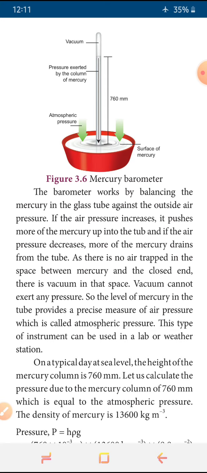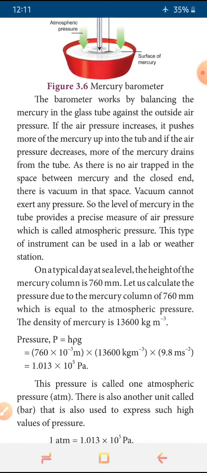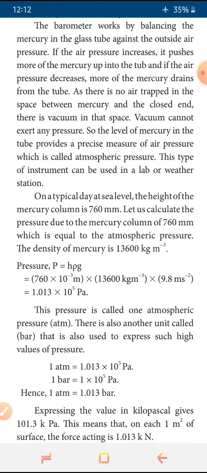Inside this tube, which was completely filled, the mercury level decreases, and it constantly stays at 76 centimeter from the top surface of the mercury in the vessel. How much? 76 centimeter, or in millimeter we can say 760 millimeter. Above that, the tube shows a vacuum. This value is almost the same everywhere, and this is called the mercury barometer. This level is considered the constant value for atmospheric pressure. So we can calculate that here.